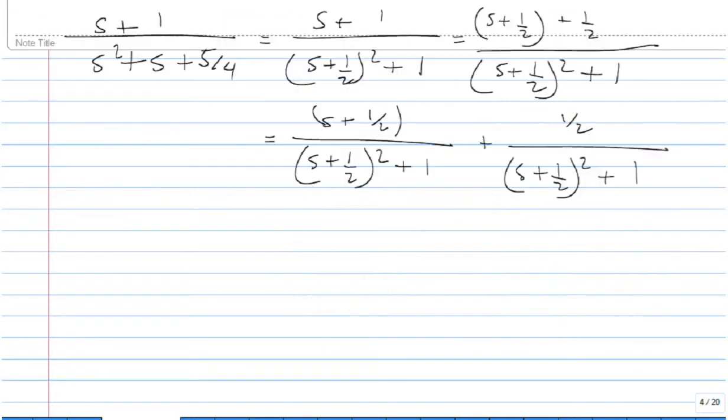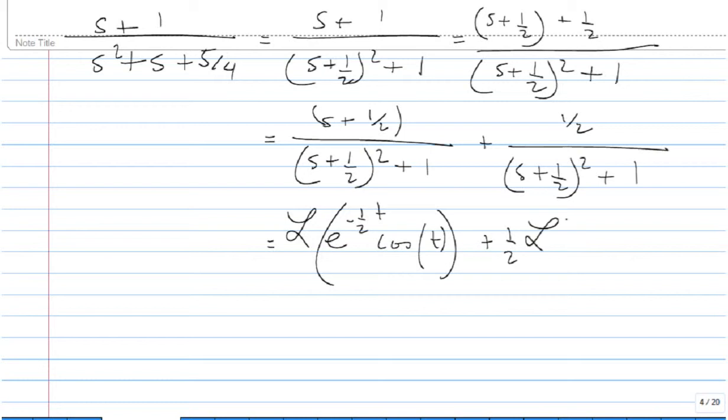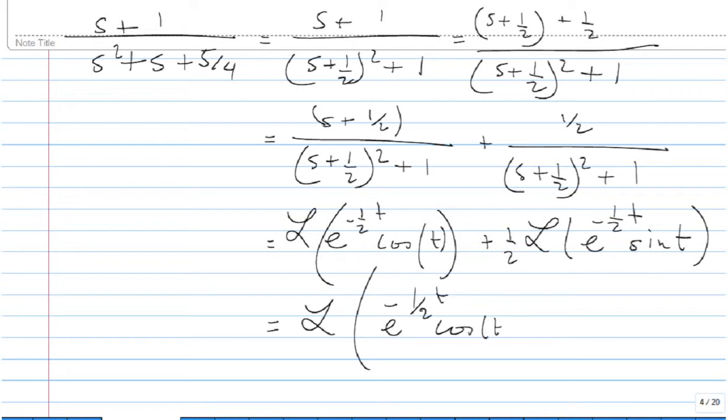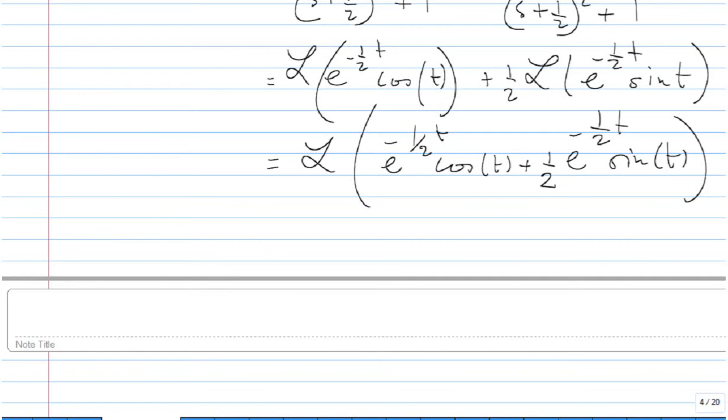So this one is, again from the table, the Laplace of e to the minus 1/2 t cosine of t, while this one is 1/2 Laplace of e to the minus 1/2 t sine of t. Putting the stuff together, it gives me e to the minus 1/2 t cosine of t plus 1/2 e to the minus 1/2 t sine of t. So this gives me the red one, okay? And now I go to the blue one.